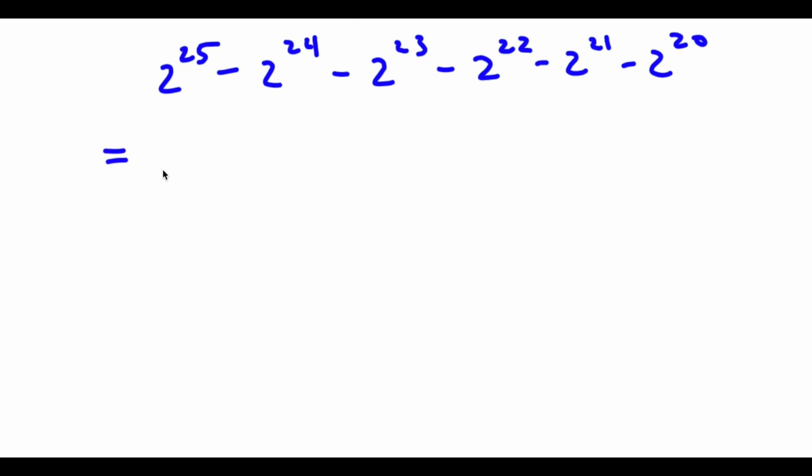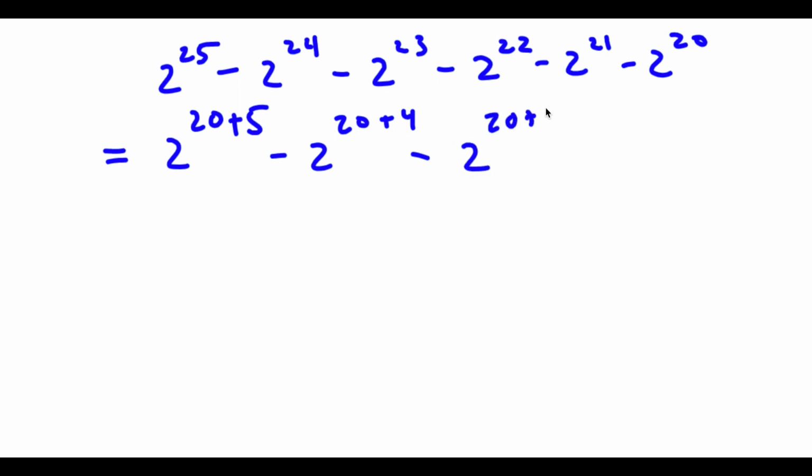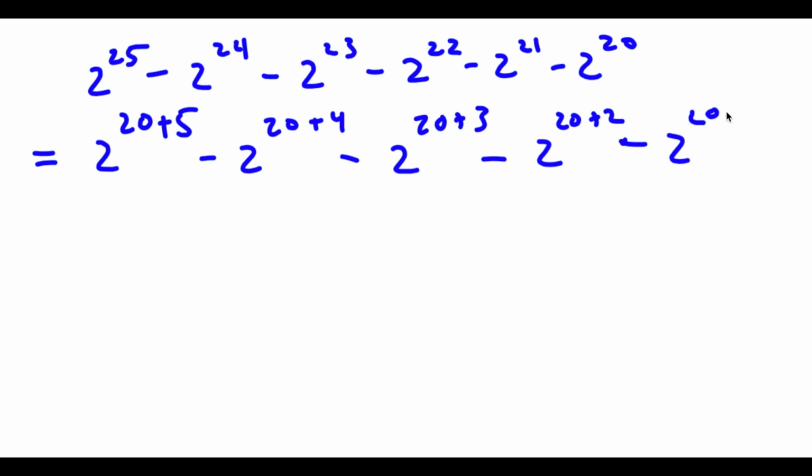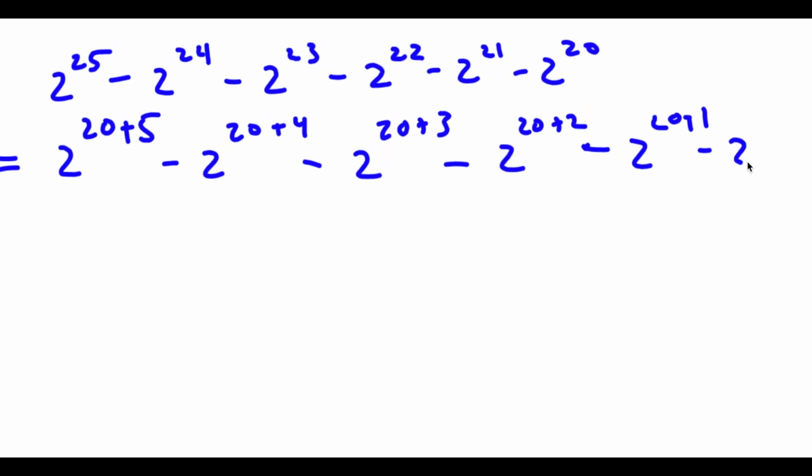So now the first thing I'm going to do is rewrite all of these. 2 to the power of 25 is the same thing as 2 to the power of 20 plus 5. 2 to the power of 24 is 2 to the power of 20 plus 4. 2 to the power of 23 is 2 to the power of 20 plus 3. 22 is 20 plus 2, and 21 is 20 plus 1. And then we have 20 left over.